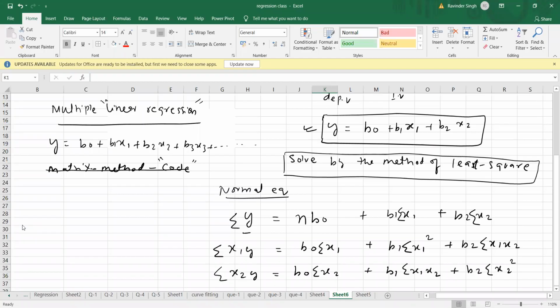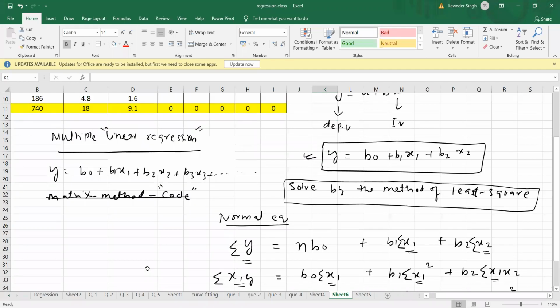I need summation of y, I need summation of x1, I need summation of x2. I want summation of x1y, and x1 square I need. Summation of x1 x2 we have to find, and x2y needs to be found. Summation of x2 we already have, so we can put it here. x1 x2 will be here, and x2 square will be a new value. All right, so I just rub this portion here.